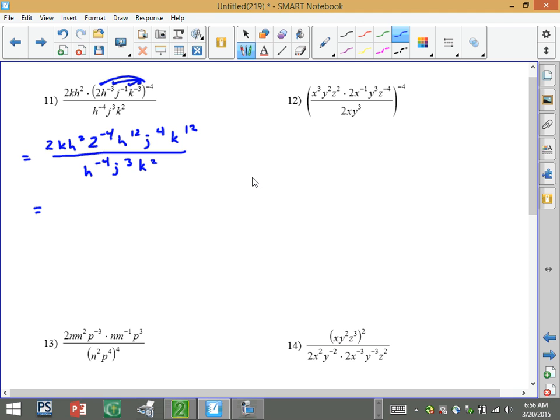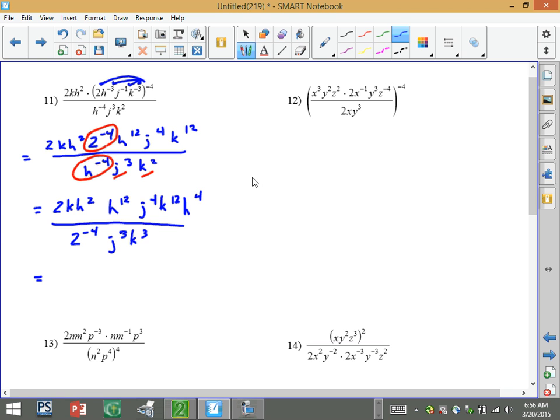I suggest now moving any negative exponents. So 2kh squared, you still have the h to the 12th, j to the 4th, and the k to the 12th in the numerator. And we're going to move j to the 3rd and k squared. Excuse me, those are going to stay put in the denominator. But what we need to do is we've got a 2 to the negative 4th that needs to come down into the denominator. So I'll put it first. And then this h to the negative 4th has to move up to the numerator. Excuse me, when that 2 came to the bottom, we got rid of the negative. So that's 2 to the 4th. So here we go, we got 2.